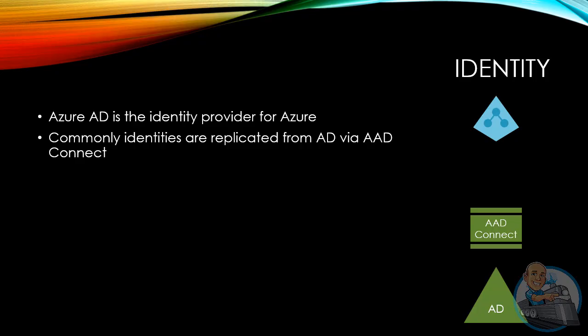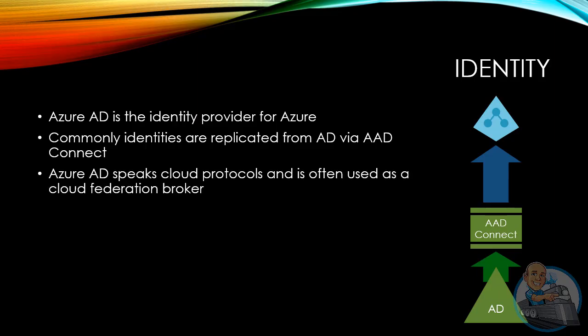Now, Azure AD speaks a number of cloud protocols. I'm just building out the replication flow. Azure AD speaks things like OAuth 2, OpenID Connect, and SAML, whereas Active Directory speaks on-premises protocols, Kerberos and NTLM. And so Azure AD can be used far beyond just using it for Azure or Office 365. If you think about all of the other SaaS solutions out there on the internet that you might want to federate with, I can use Azure AD as a federation broker.